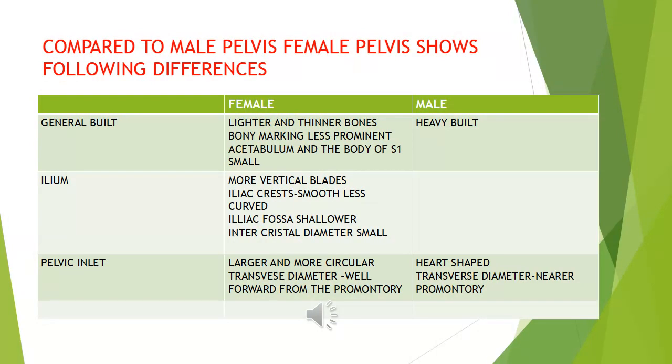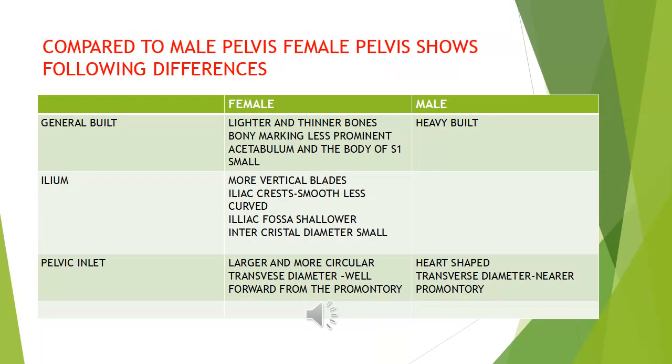Many bony differences are shown in male and female, and this can be used to determine the sex of a skeleton of unknown origin. The most marked of these differences are to be seen in the pelvis. As compared to the male pelvis, a female pelvis shows the following differences. First, if you consider the general build, the bones of the female pelvis are lighter and thinner, and the bony markings are less prominent as compared to the male.